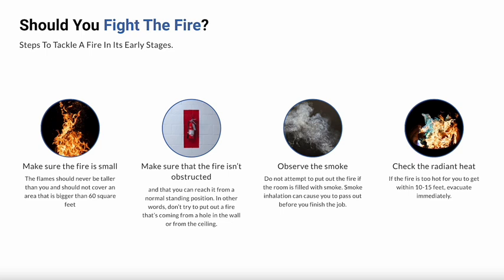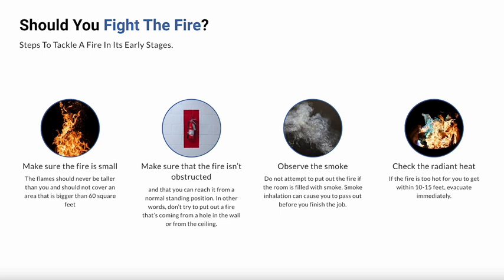Steps to tackle a fire in its early stages. Make sure the fire is small. The flames should never be taller than you and should not cover an area that is bigger than 60 square feet. Make sure that the fire isn't obstructed and that you can reach it from a normal standing position. In other words, don't try to put out a fire that's coming from a hole in the wall or from the ceiling.